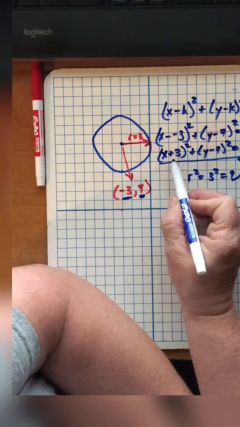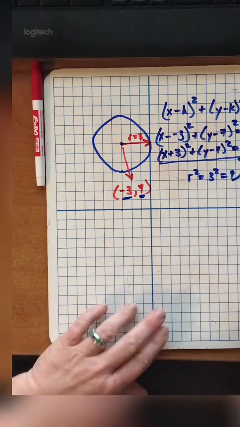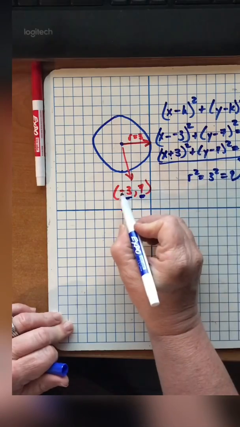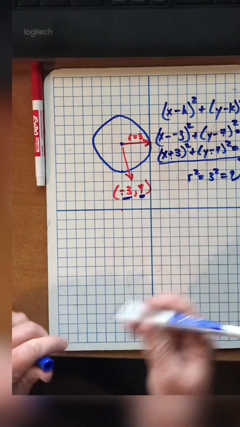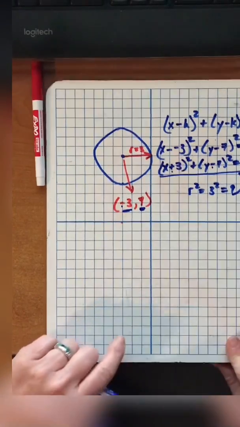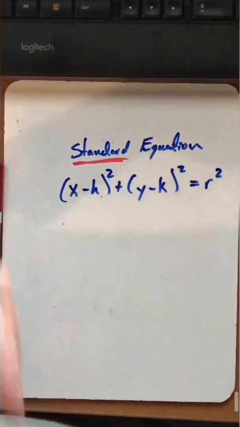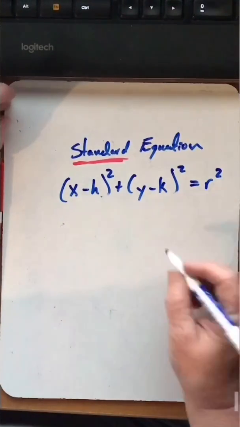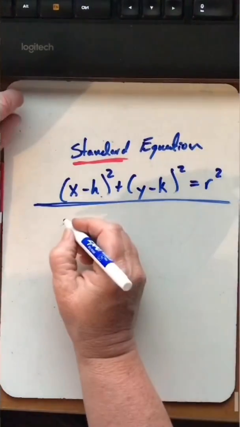Notice the plus. So if we work it backwards, when you see a plus in the equation, that's a clue that it's a negative. When you see a minus sign in the equation, that's a clue that it's a positive. Okay, so let's work it backwards. Let's say that I'm going to give you an equation of a circle, and I want you to tell me what the center is and the radius. So this is the standard form. I'm going to leave this here just as a reminder.